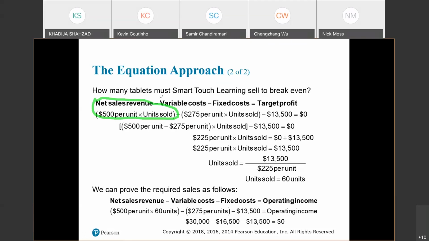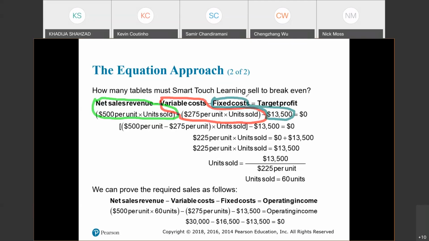Variable cost equals the variable cost per unit times units sold. And the fixed cost equals $13,500.